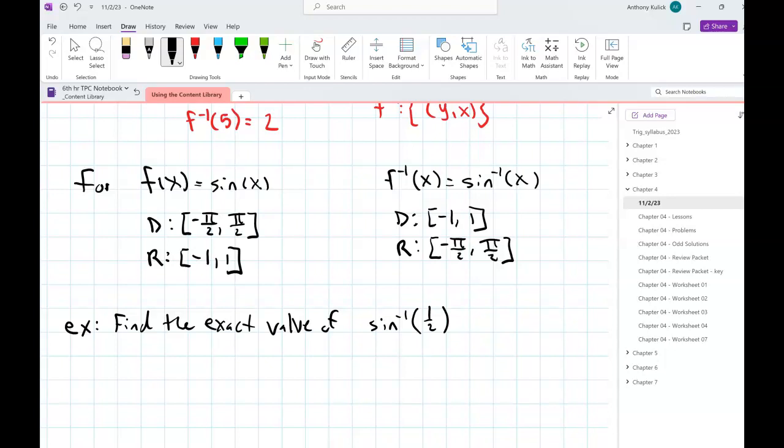Okay. So here it says to find the exact value of sine inverse of 1/2. If we want an exact value, it's unit circle time again.